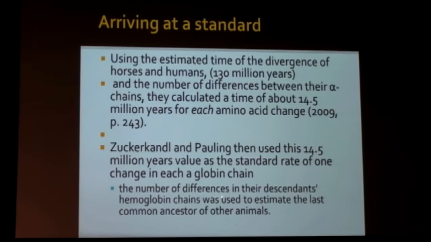The number of differences in the descendants' hemoglobin chain was used to estimate the last common ancestor of not only what he was looking at, but other animals. And a lot of the work was done with alpha and beta chains because they did a lot of work previously with that. So he used that because that was well known.